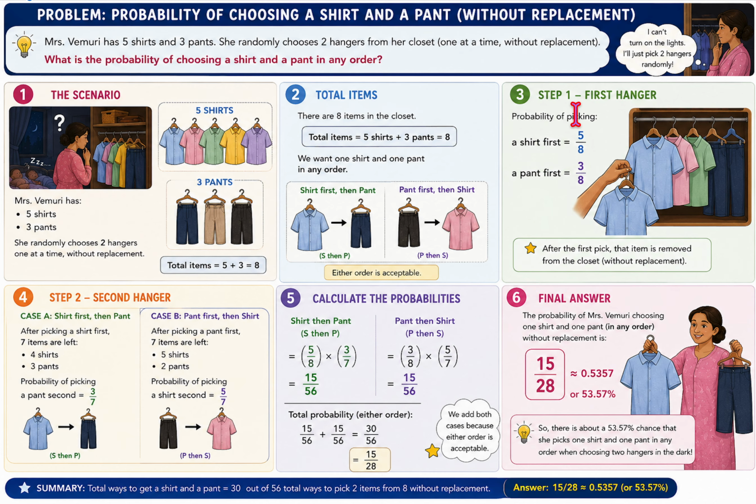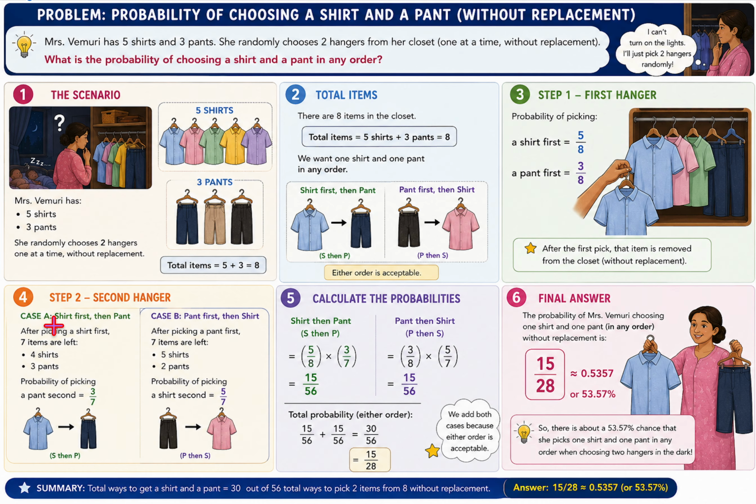Now, what is the probability of picking a shirt first? Then 5 out of 8, because there are 5 shirts, and so the total is 5 out of 8. If you want to pick pant first, then there are 3 pants out of 8. Okay, after the first pick, that item is removed from the closet. Now this is an important understanding that you need to have. The total will decrease. At the same time, that particular item number also has to go down. So 2 things will happen.